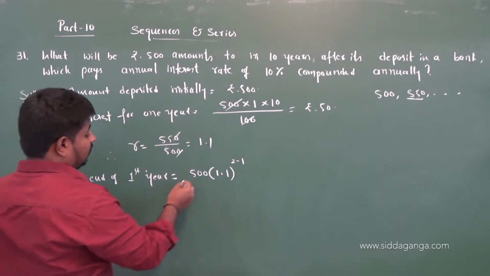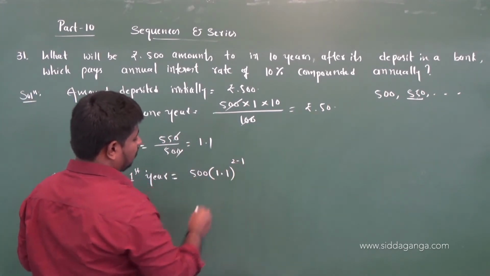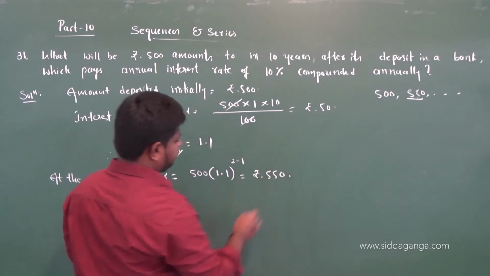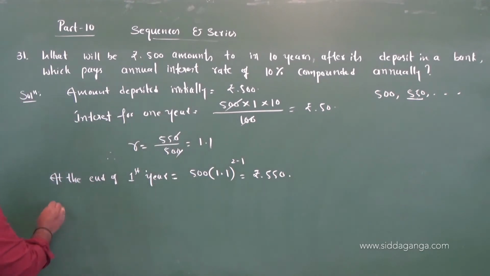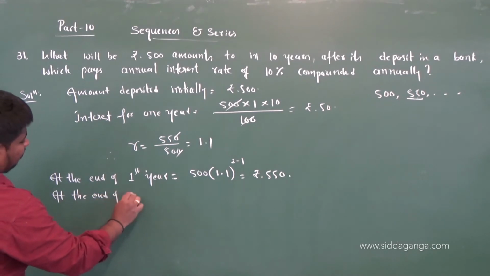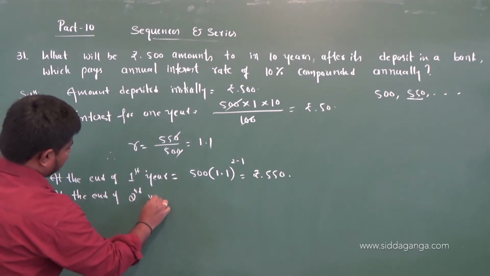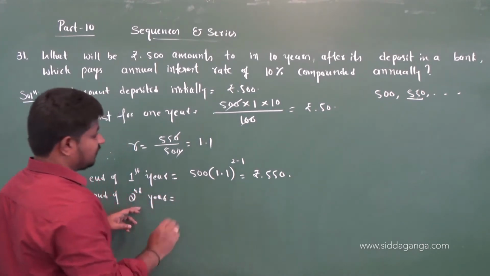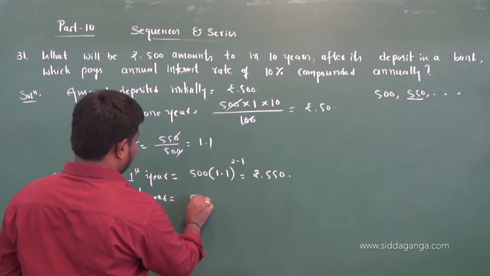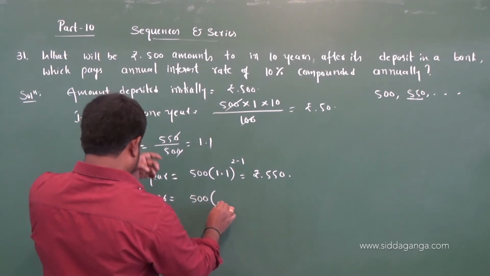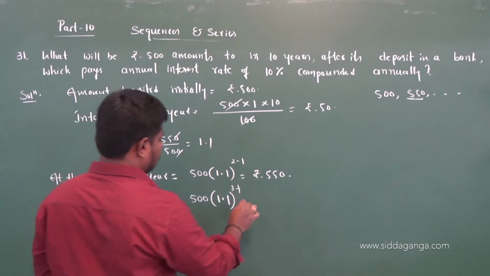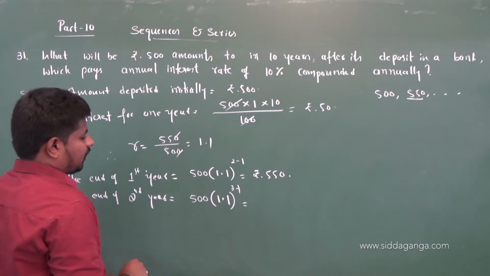Second term, therefore I can write 500 into 1.1 power of 2 minus 1. So this is what? ₹550. In the same way, at the end of second year, what do you get? Second year in the sense it will become third term, right? So 500 into 1.1 whole power of 3 minus 1. What do you get? I think 655, right?